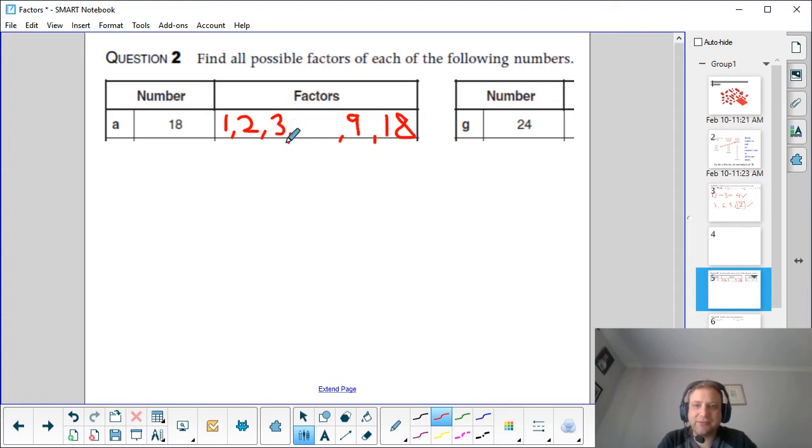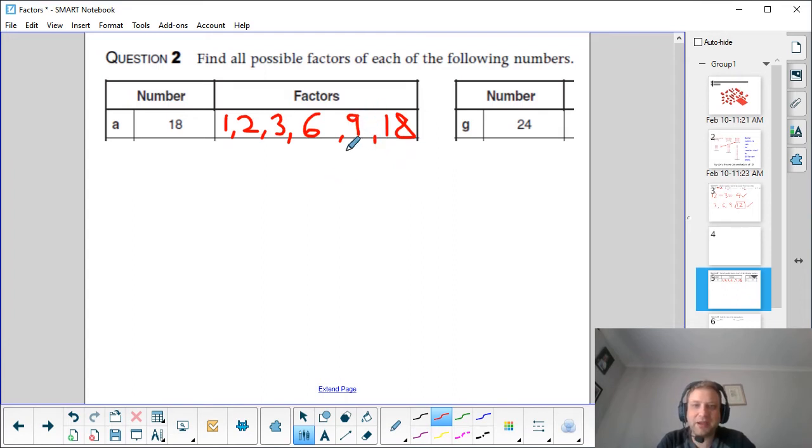And the number that pairs up with 3 times something is 18. Well, that's 6. All right, so there's a few different ways you can approach it. You might just know your times tables and know what numbers go in. But if you get stuck, start with 1 and the number itself. Try and find another number that goes in.